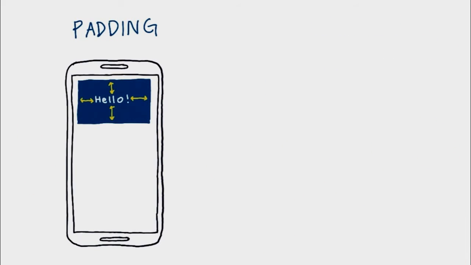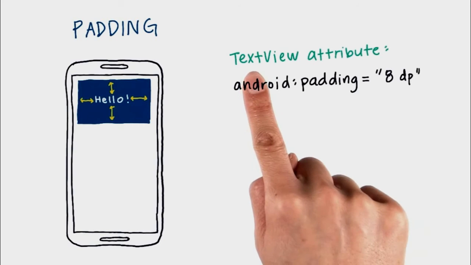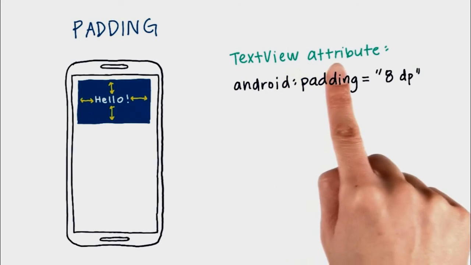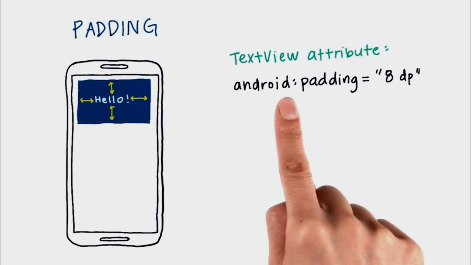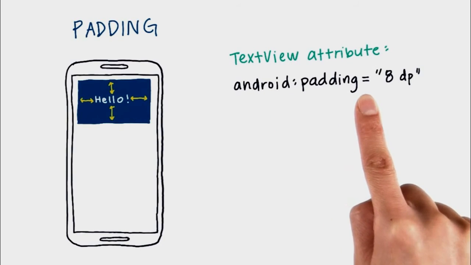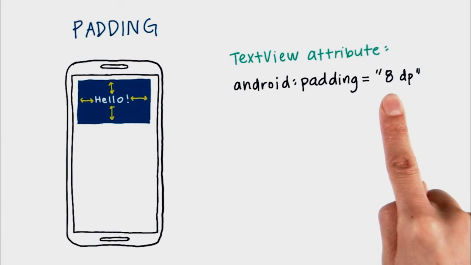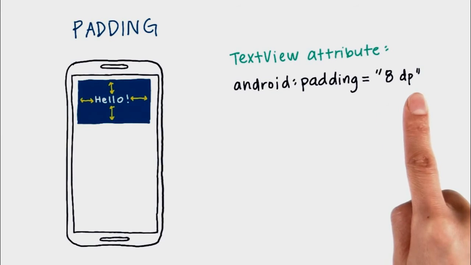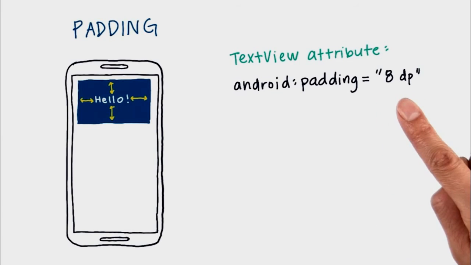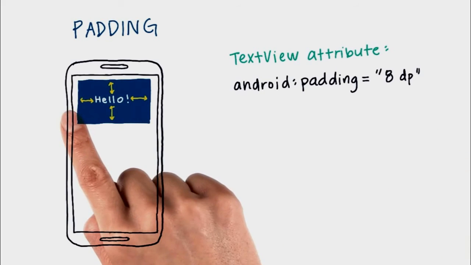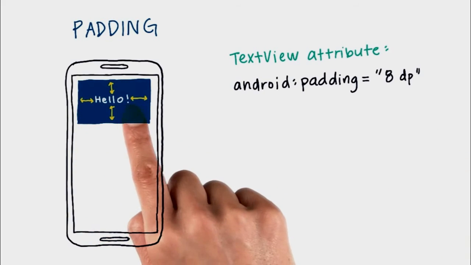Here's the code for displaying padding on a view. On the text view XML element, you would declare a new attribute that says Android:padding equals, and then 8 dips in quotation marks. You can choose whatever size you want for the padding, as long as it's a dip value. When we specify 8 dips of padding, it adds 8 dips to the left, top, bottom, and right edges of the text view.